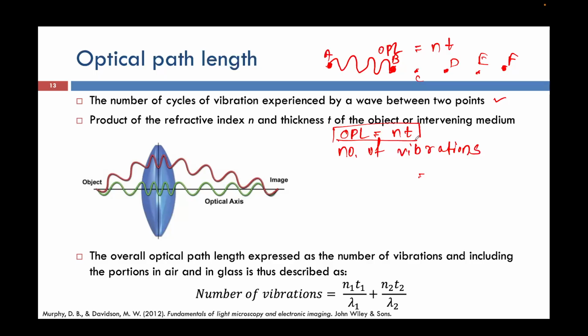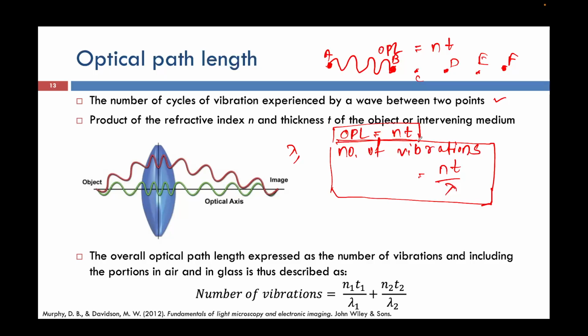The number of vibrations, when I am considering my wave is of wavelength lambda, will be given by nt by lambda. So this one you also have to remember: the number of vibrations is nt by lambda and the optical path length is nt.